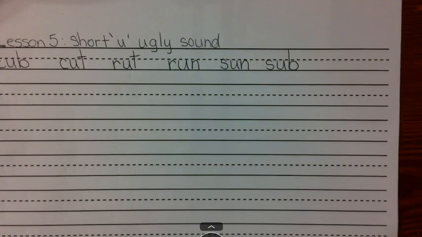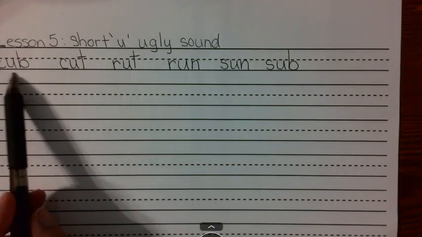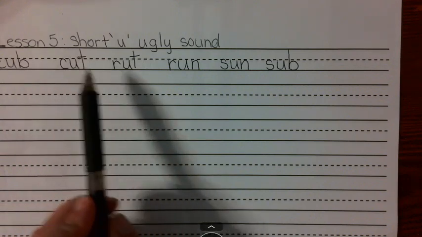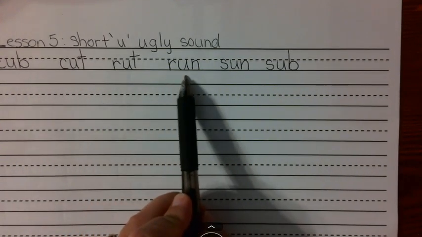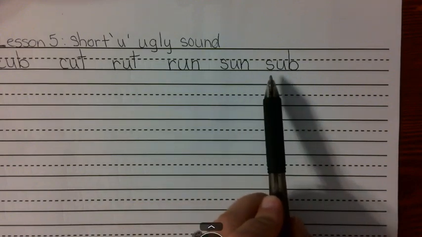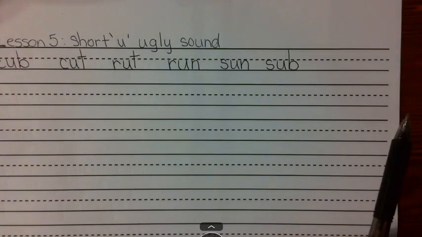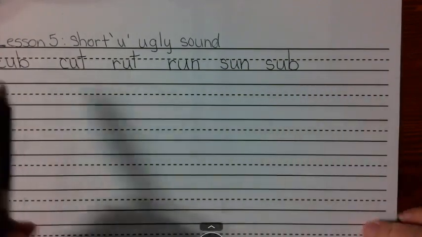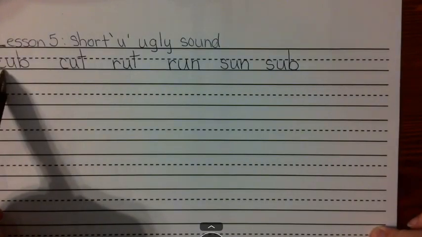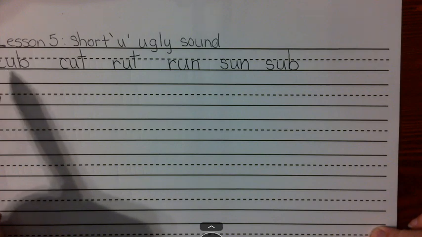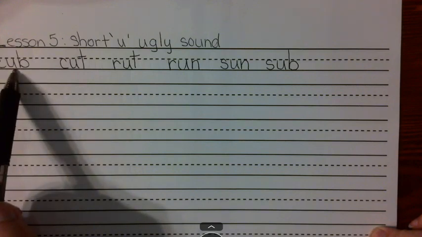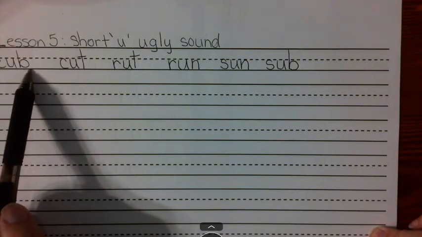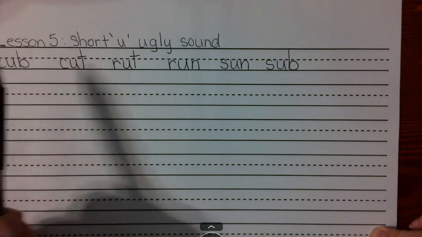In our lesson today, here are the words that we're going to be going over. We have the word cub, cut, rut, run, sun, and sub. Let's go over all the sounds in each of those words before we start writing them. So our first word is cub. And this has our robber letter, and C in cub is stealing the K sound. So we have C steals the K sound, short U ugly sound, bubbly bee, cub.